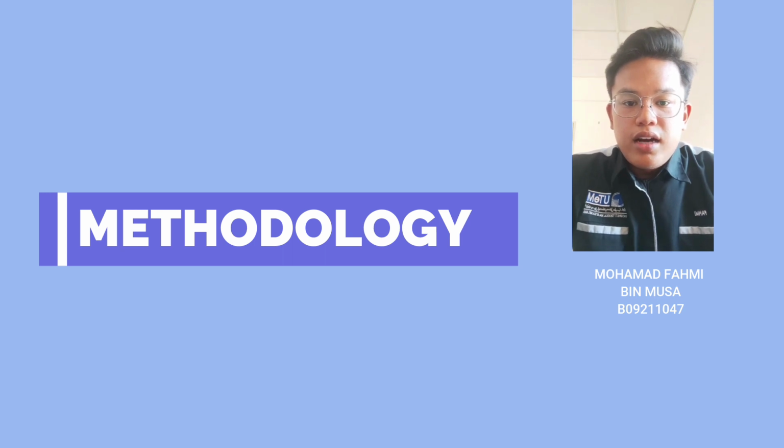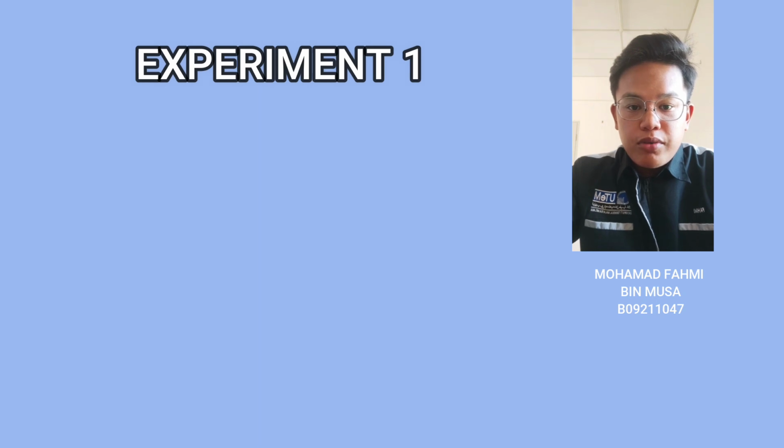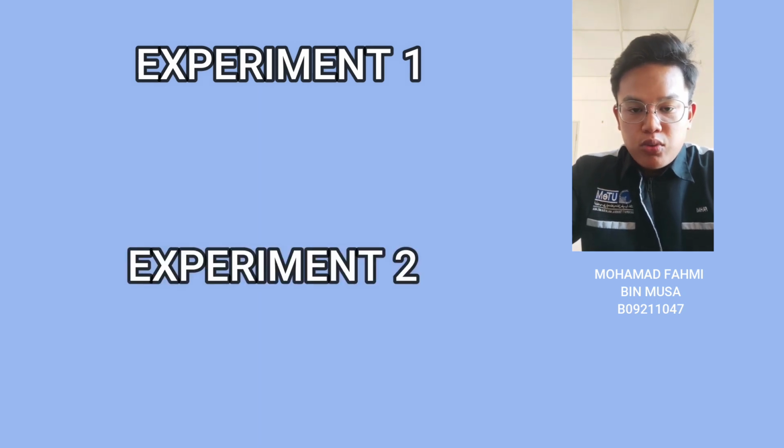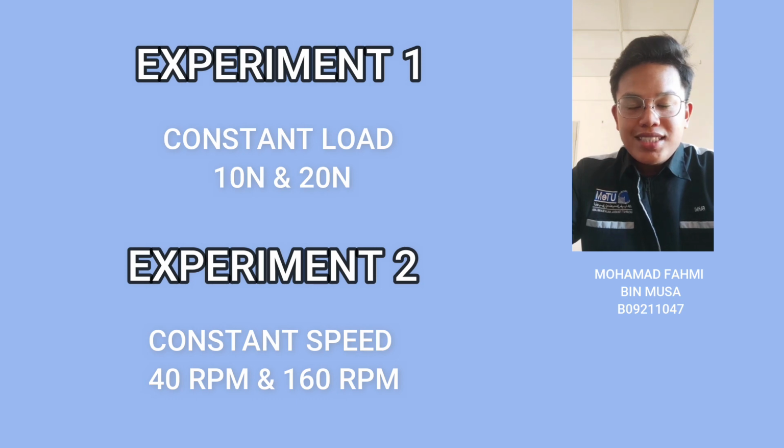Right now, I would like to present about the procedure or methodology of the lab pin on disk. Before I explain the procedure and methodology, I would like to explain first the difference between experiment 1 and experiment 2. For experiment 1, we use constant load, that is 10 Newton and 20 Newton. But for experiment 2, we use constant speed at 40 RPM and 160 RPM.